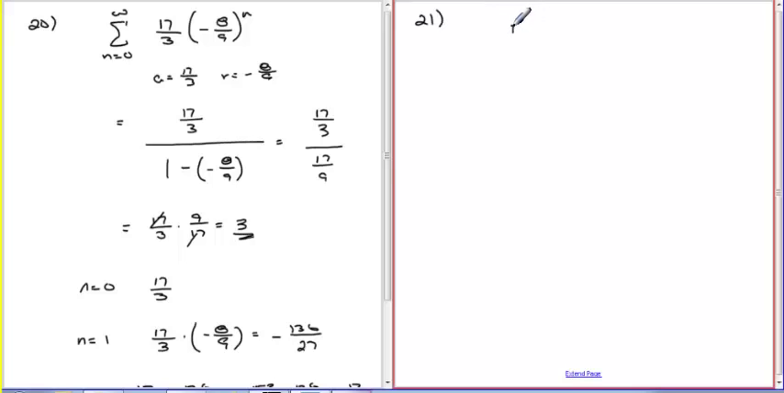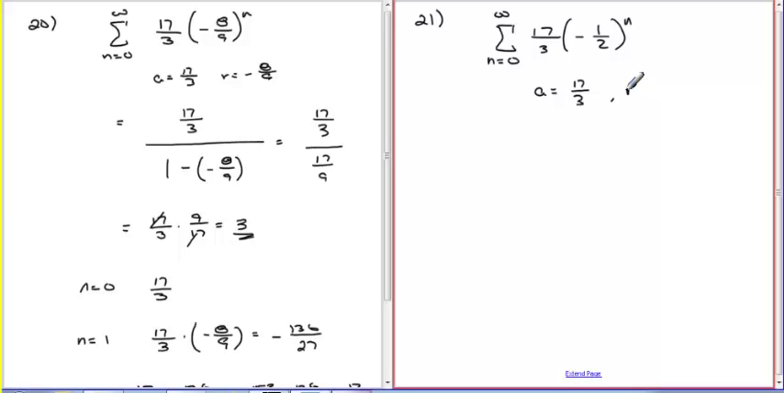Summation from n equals 0 to infinity of 17/3 times negative 1/2 to the n. So in this case, A is the same thing. That's why these 20 and 21 end up being the same at n equals 0, because both of these ratios taken to the 0 power give the same result. Okay. And then R is equal to negative 1/2.